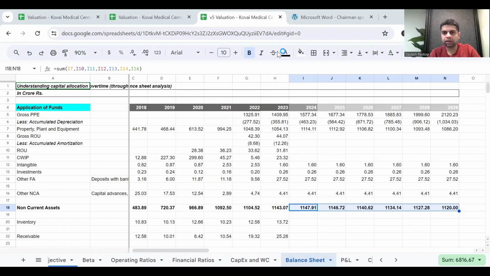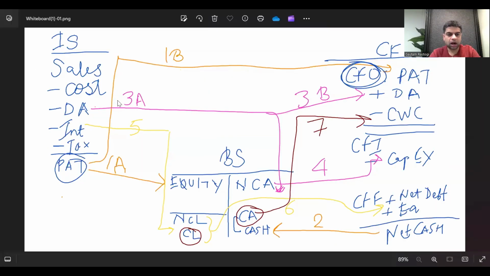Let me open up the whiteboard again. If you see, until now we have formed this linkage: we estimated gross assets, and then on that we calculated depreciation, which we link to the P&L. There are many linkages that are yet to be formed. So let me go back to the spreadsheet.